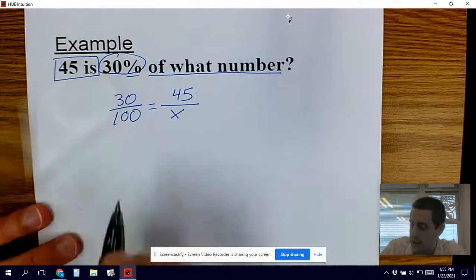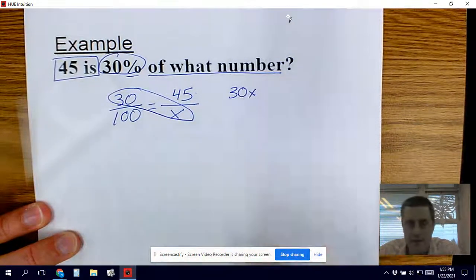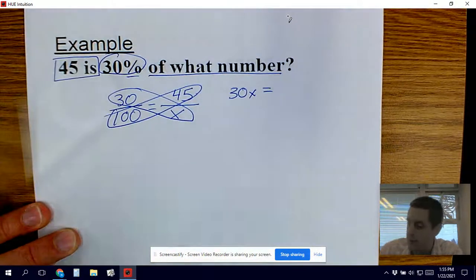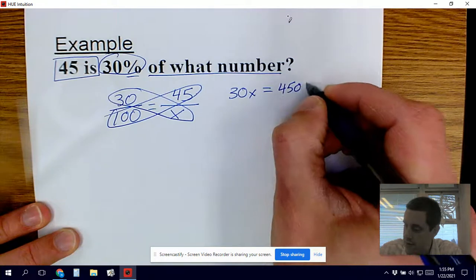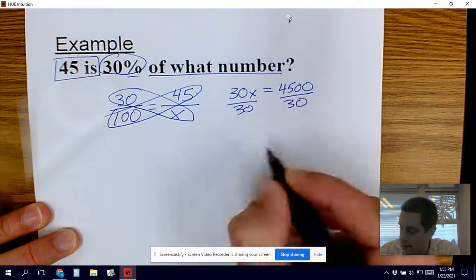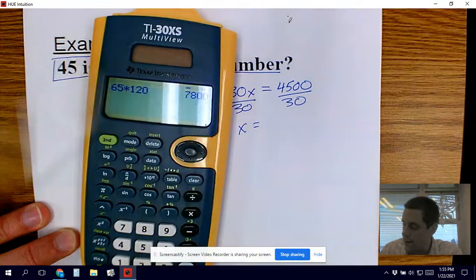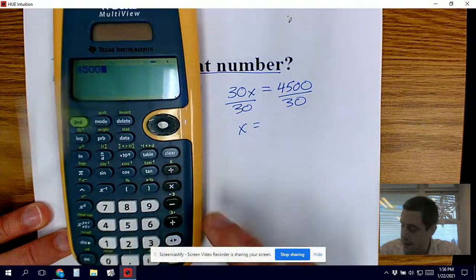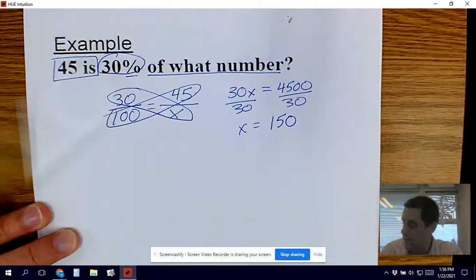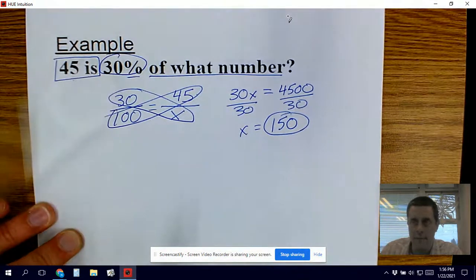Now our proportion is set up. We can solve for x. Let's cross multiply. 30 times x is 30x. Bring over your equal sign. My other direction is 100 times 45 gives us 4,500. Divide both sides of your equation by 30 to isolate the variable x. We get x equal to, use your calculator if you're in need, 4,500 divided by 30, 150. So 45 is 30% of 150.